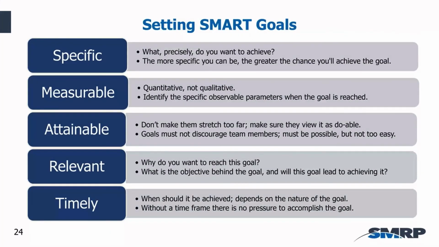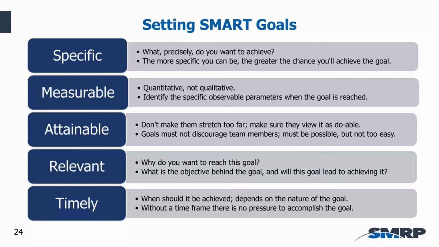So when we talk about maintaining processes, one of the things that we want to be able to do is set goals. And one of the commonly used ways that we set goals is to use a thing called SMART goals. And SMART is an acronym for specific, measurable, attainable, relevant, and timely. And when we talk about specific, what we mean here is what we want to do is define precisely what it is that we're trying to achieve. The more specific that you can be, the greater the chance that you'll achieve that goal. It needs to be measurable.